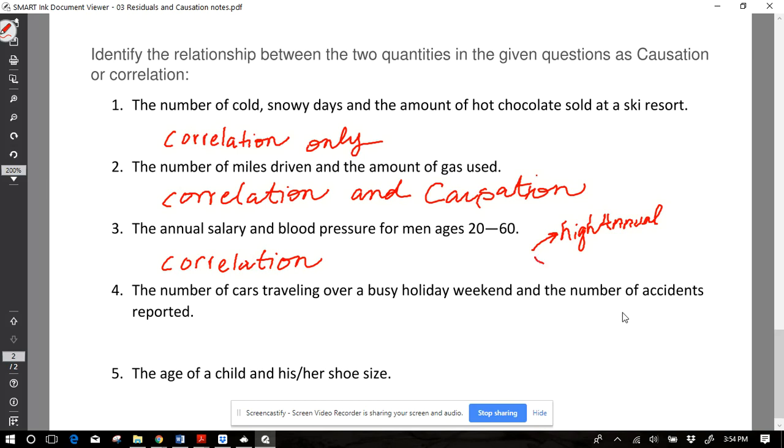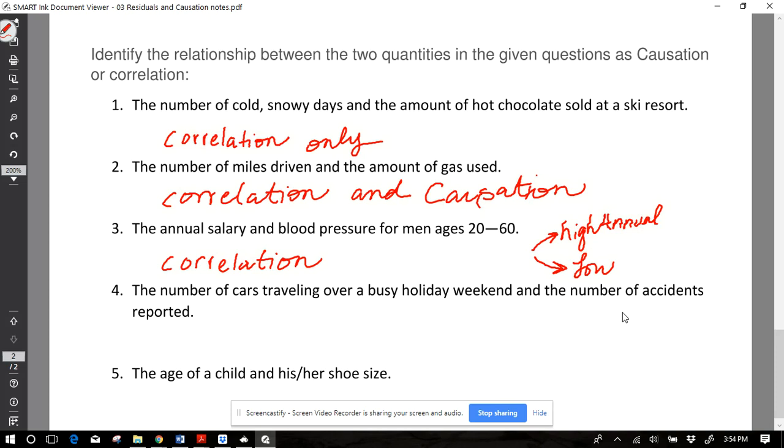Another way to think about this is a low annual salary. What if I work a very low minimum wage job, but I have three kids at home that I'm trying to feed and I don't have enough money to do that? That would also cause me to be stressed out.